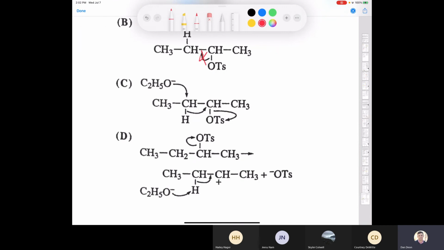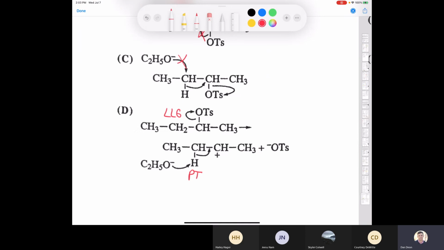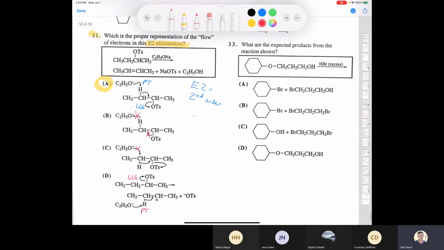If you take a look at C, there are also some really wonky arrows here. I mean, this is a good nucleophile, but why would it attack this carbon? This doesn't represent an elimination, because the tail of the arrow isn't ending up on a proton. It would have to end up on a proton like this. So that's incorrect. I'll cross that one off. And D is showing a first order reaction, right? It's showing the loss of leaving group followed by the proton transfer. But remember, it says that it's E2. So if it's E2, it's E together. Everything happens at the same time. And so the correct answer is A.